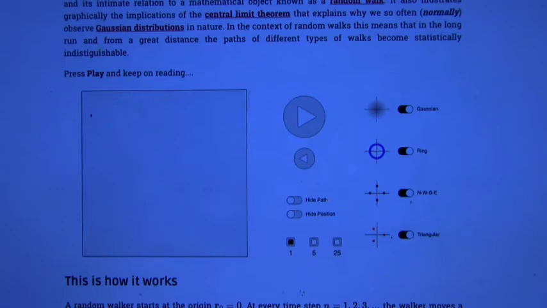Now, which one would you like to see first? How about the triangular one? Okay. So I'm going to turn these other ones off. And my first question to you is, what do you think this triangular random walk is going to look like?